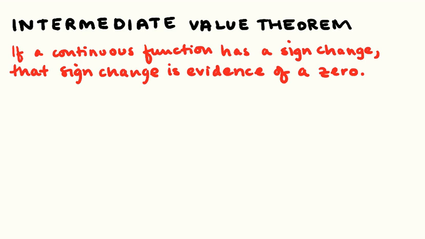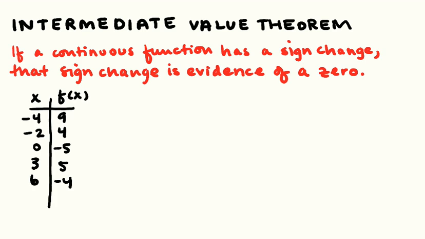The intermediate value theorem is, in reality, a little more complicated than this. But what we're going to be always using it for in college algebra is that if you've got a function and it's continuous and it has a sign change, that sign change is evidence of a zero somewhere. So if you had some function that was given to you as a table of values, we could look at this table and say, if f is a continuous function, that's always going to be in the fine print. So maybe I'll just write that. f is continuous.